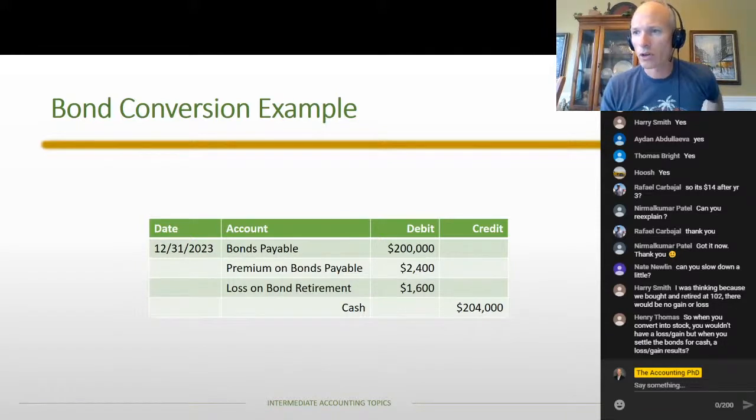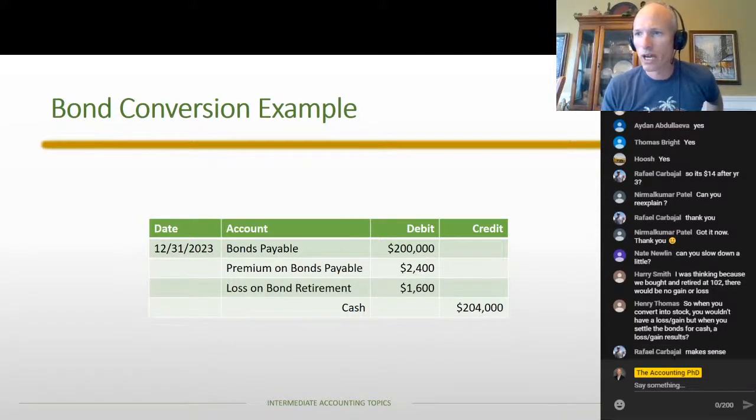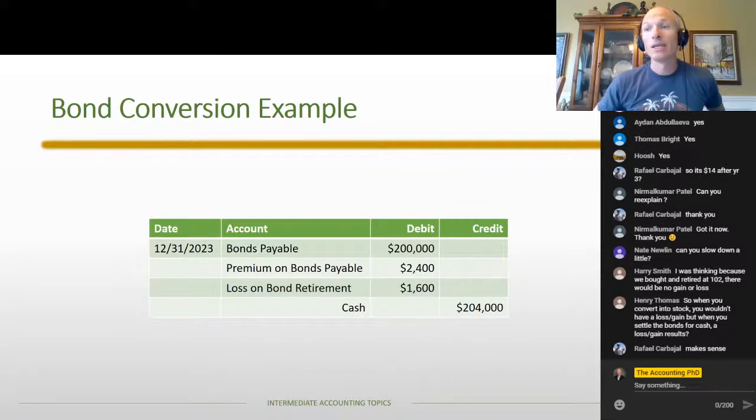So when you convert, you wouldn't have a gain or loss, but when you settle the bonds for cash, a loss or gain results. Yes, if you retire it before maturity, because if you wait all the way to maturity, you just end up paying the par value out, and the carrying value of the bond is par as well. So the only time you're going to have a gain or loss is if you retire the bond prior to maturity. And Harry, did that graph help you?